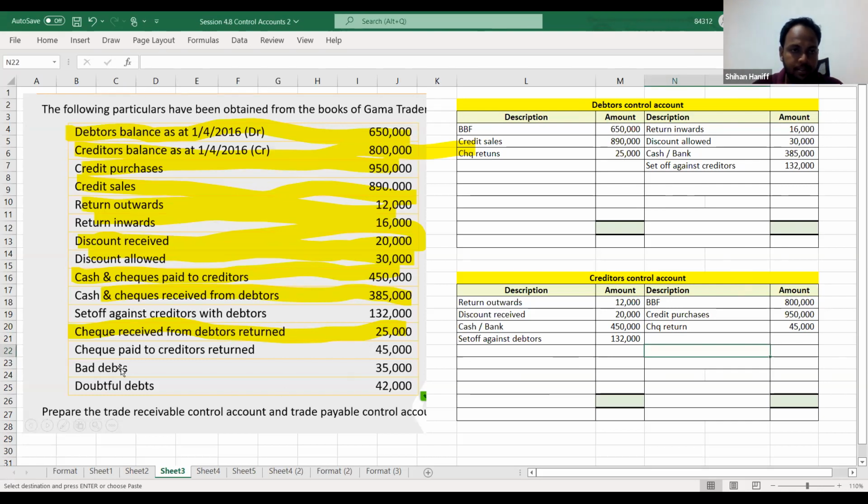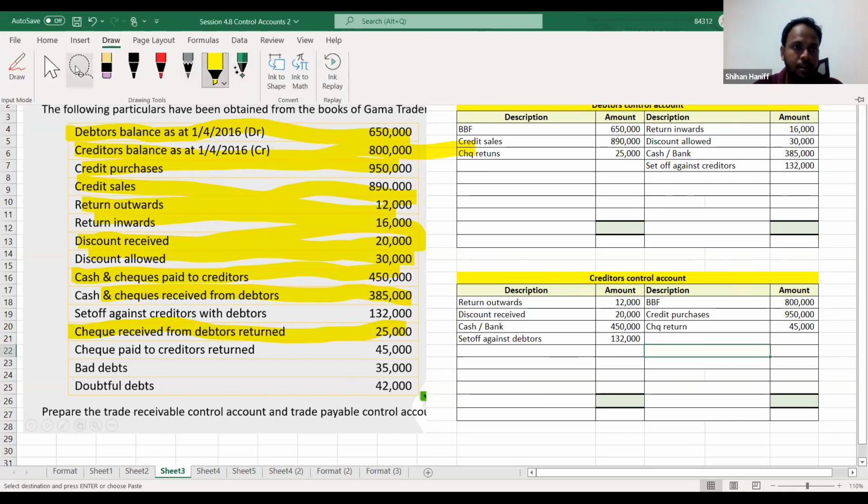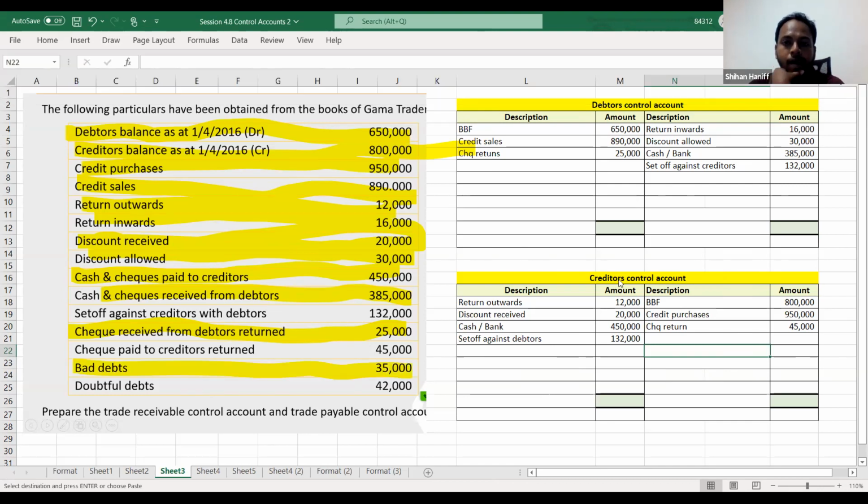Right. So the next item is bad debts. Bad debt means from the debtor we are not getting money, right? Maybe he is dead or he is bankrupt. So we can't collect the money from the debtor. So what happens? It is an expense. So we have to credit the debtor's control account.